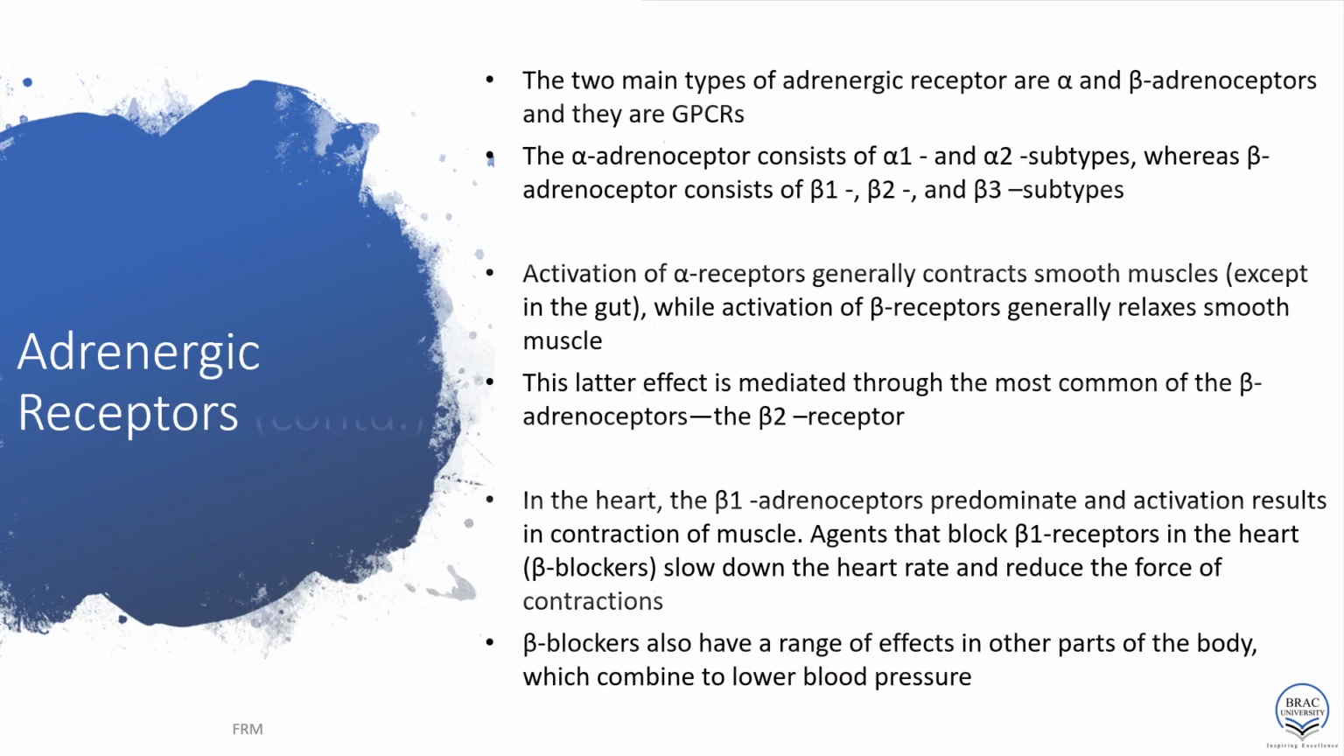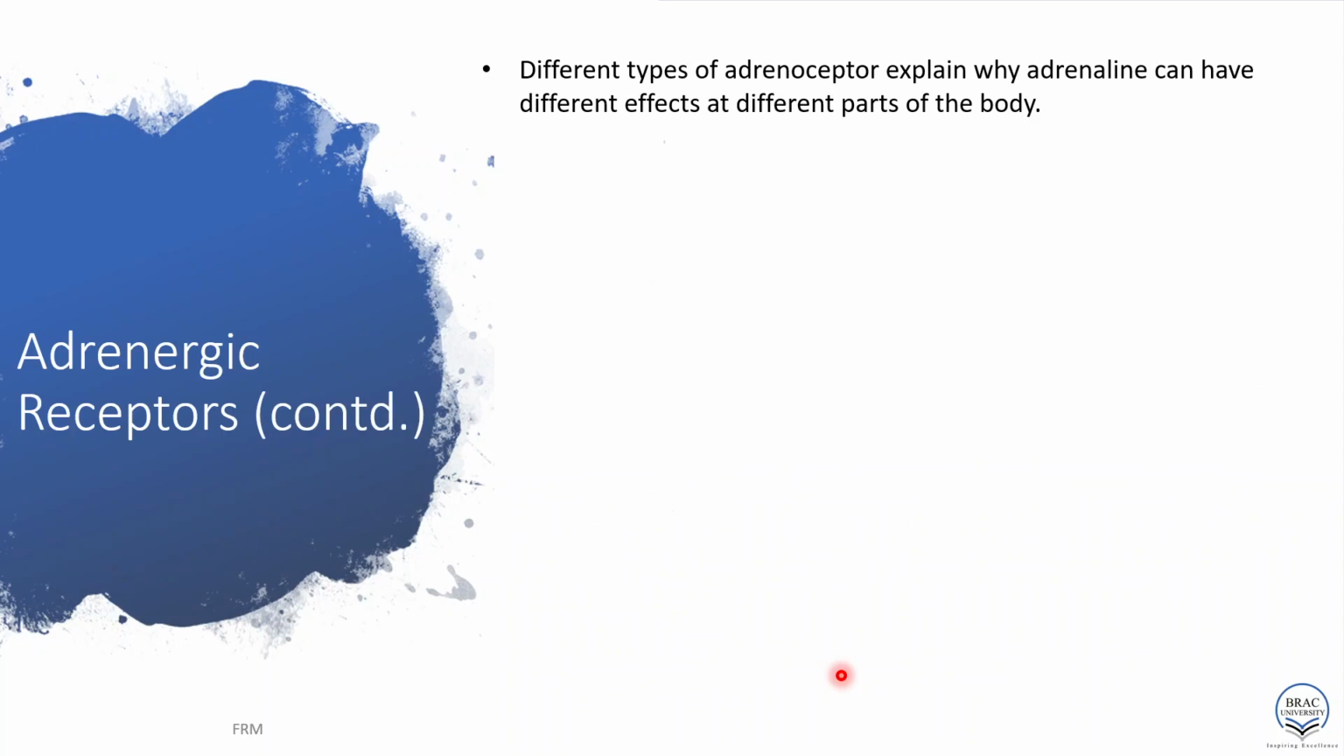So the natural agonists are adrenaline and noradrenaline. Those two mainly activate the alpha and beta receptors. As a result, we get different effects. Like when there is a fight and flight response, the adrenaline affects different parts of the body differently because of those different adrenoreceptors.